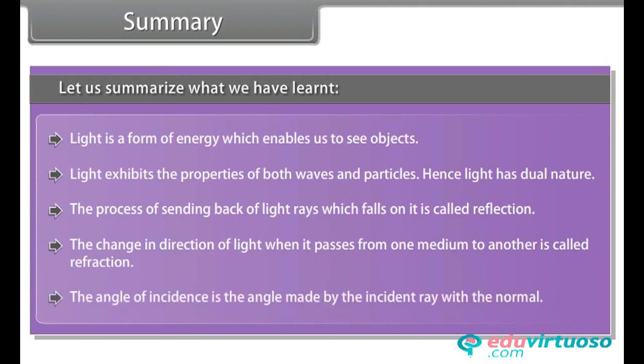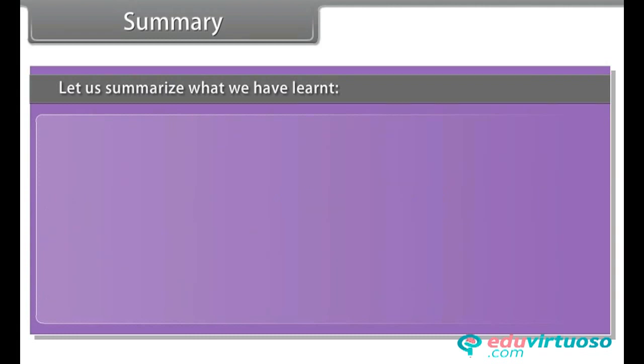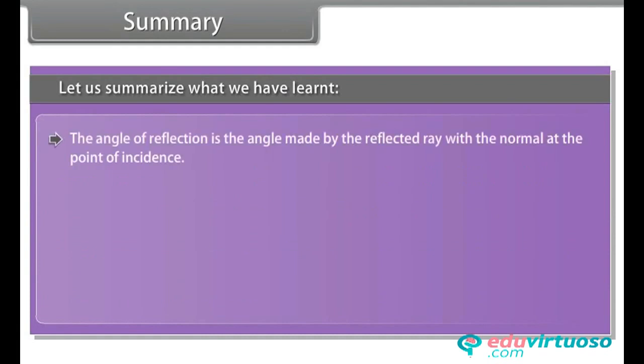The angle of incidence is the angle made by the incident ray with the normal. The angle of reflection is the angle made by the reflected ray with the normal at the point of incidence. The angle of incidence is equal to the angle of reflection.